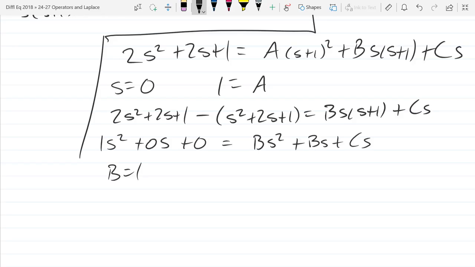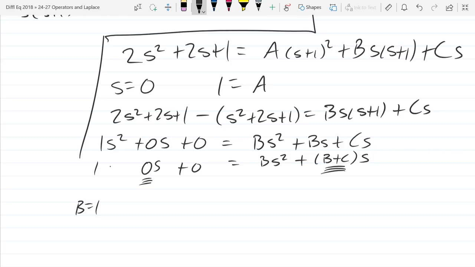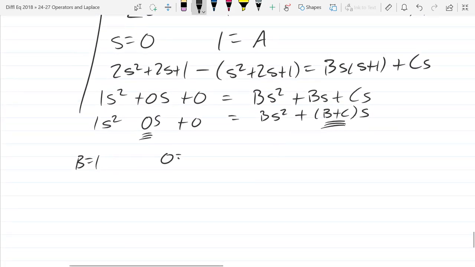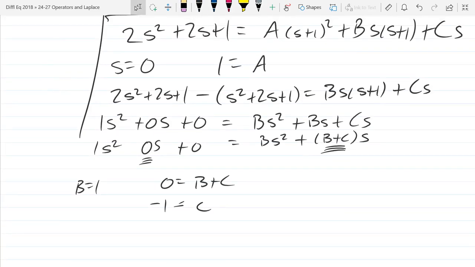So b is 1. You just see the s squared coefficient has to match the other s squared coefficient. How do I figure out c? Plug in the 1 for b. So I could plug, well, into what, into where though? So we got bs plus cs, and that should be 0s. So I'm matching the 0 coefficient of s to the b plus c coefficient of the other s. So 0 is b plus c. We just figured out b was 1, so then c is negative 1. All right, so we got a, b, and c. Any questions or discrepancies?